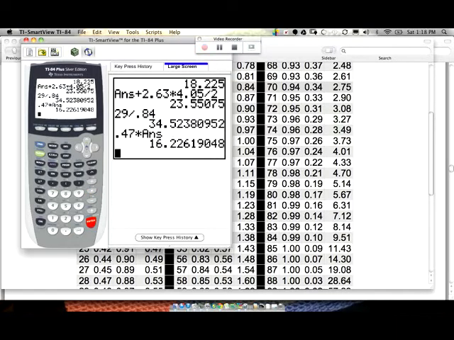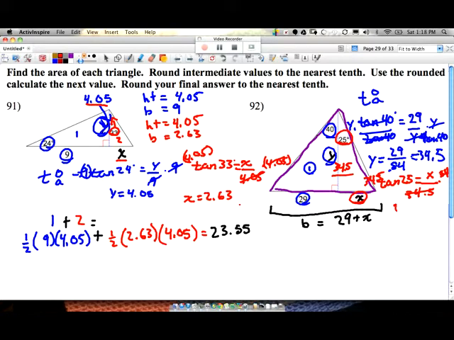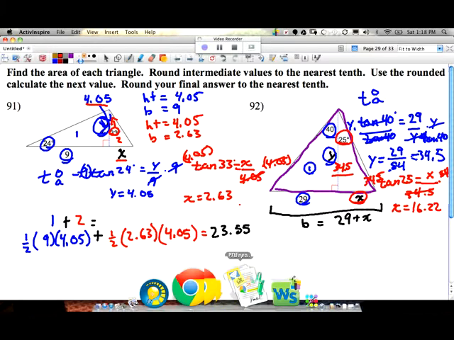And b, the whole base, is going to be 29 plus that. So we're going to add 29 to that number. Add 29 to that. And we get 45.22. So that means that b, down here, equals 45.22.